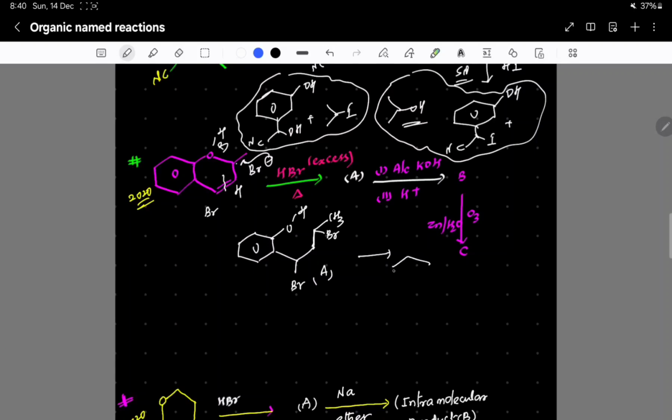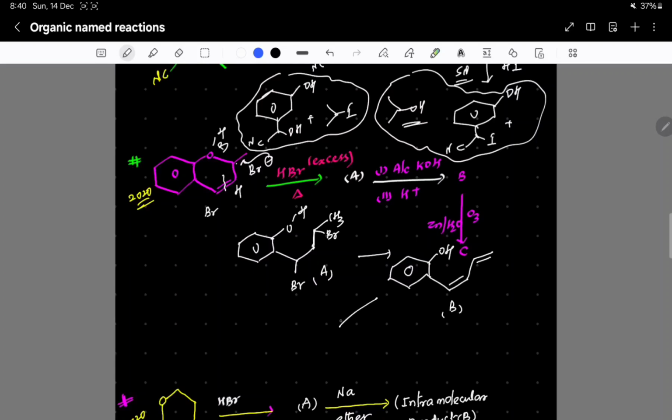So generally you will get the product, where I will keep OH as it is. Now you will get a double bond over here, right? You will get the double bond over here, and again you will get a double bond over here. Now this is our possible B product.